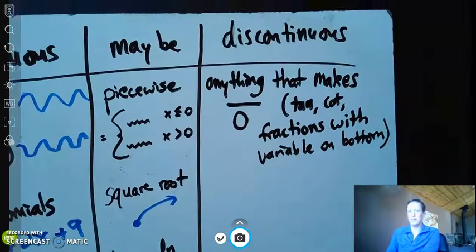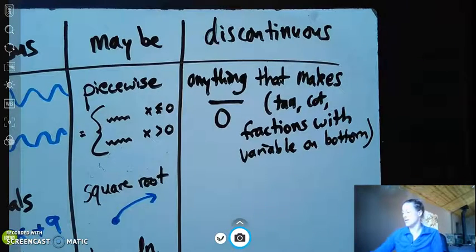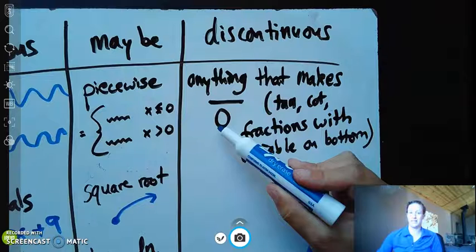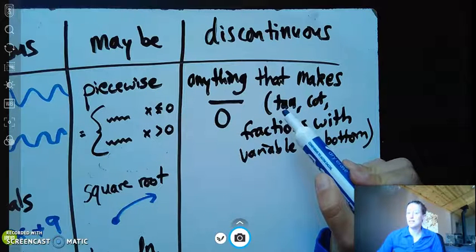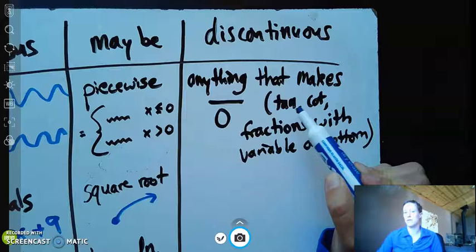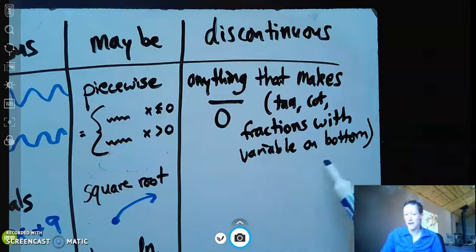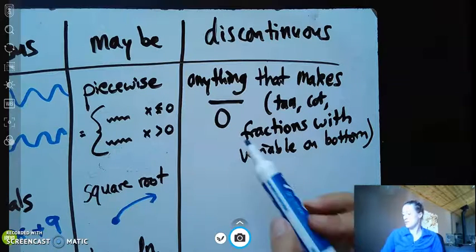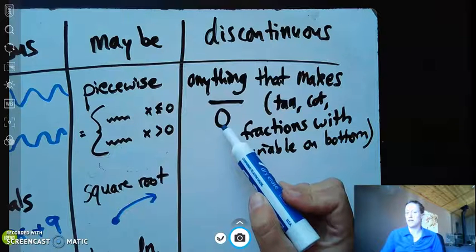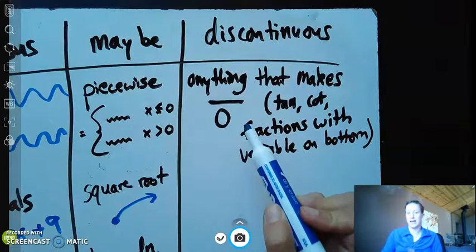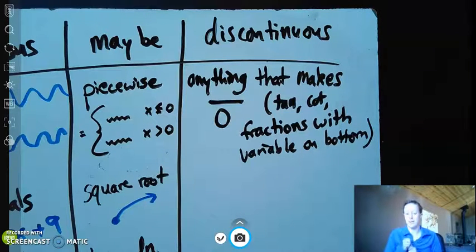And then here are some things that are for sure not continuous. Anything that makes it divided by 0. So sometimes tangent has a divided by 0. We talked about those, like pi over 2 and 3 pi over 2. Cotangent does sometimes. And fractions with a variable on the bottom, sometimes that variable will make a divided by 0, and those are not allowed, so they're discontinuous at that point. So those are some general hints.